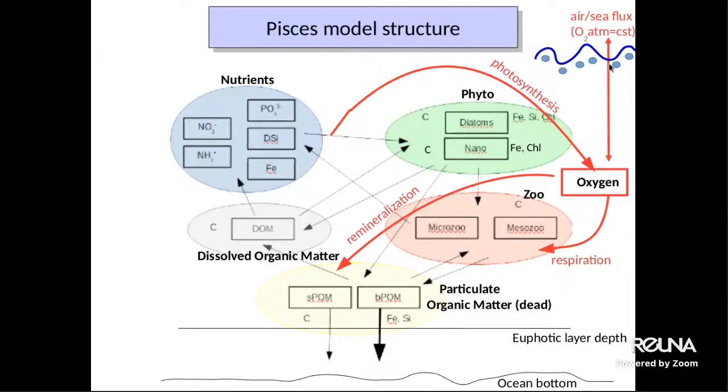It's not a biogeochemical flux. In fact, it's a physical flux. It is due to temperature and it is due to the wind also at the surface. And it is due to the difference of oxygen concentration in the atmosphere and in the ocean. Note that in PISCES, the oxygen concentration in the atmosphere is always the same. It's constant. Okay, so there is no variation. But the flux can vary depending on the oxygen concentration in the ocean, in the surface layer, and also on the temperature.